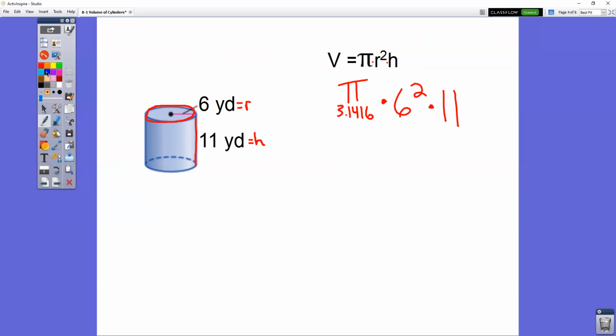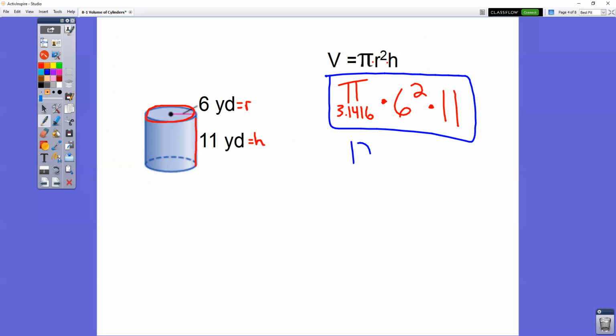All that you're going to do is type this right into the calculator exactly how it is. Pi button times 6 squared times 11. Or if you don't have a calculator with a pi button, 3.1416 times 6 squared times 11.